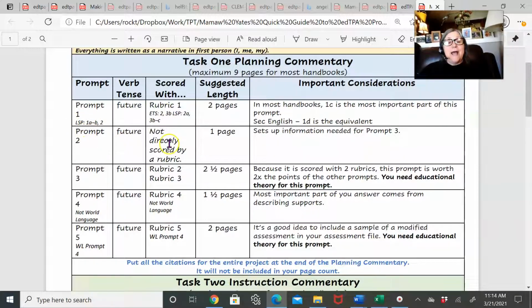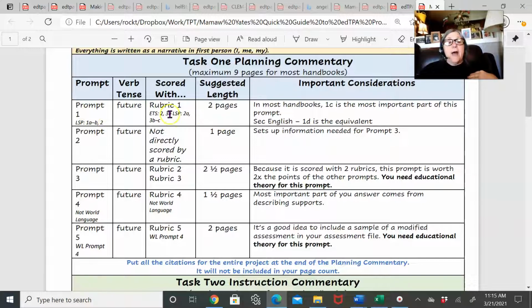Prompt 2 is actually not really scored, but it sets up the information that you need for prompt 3, and prompt 3 is scored by both rubric 2 and 3. Prompt 4 is rubric 4, unless you're world language, in which case you don't have the same prompt and rubric 4 as everybody else. Prompt 5 is scored with rubric 5. Now, take that 9 pages and figure out, how do you want that to go?